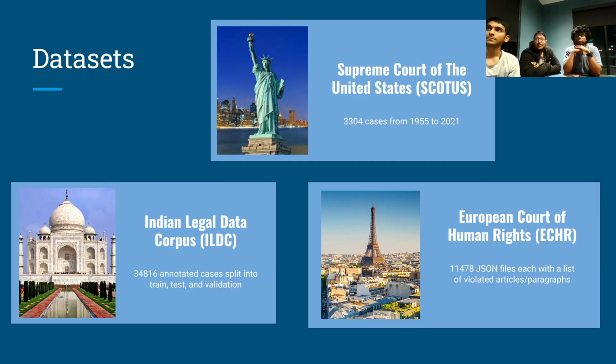So coming to the data set, we decided to choose a diverse set of data sets as to better compare the different models. Firstly, we have the United States Supreme Court data set called Justice. Next, we have the Indian Legal Data Corpus, which has a number of Indian cases. And finally, we have the European Court of Human Rights data set, which has a compilation of cases that were heard in the European Court of Human Rights.